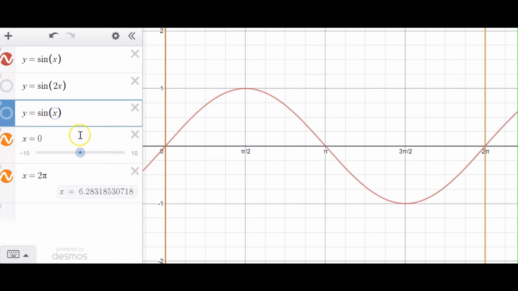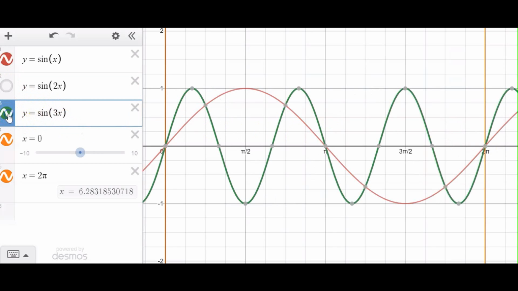Well, what if the frequency was 3? Look, it's now even more squished. Up to 1, down to -1, back up to 0. That's once. Up to 1, down to -1, back up to 0. That's twice. Up to 1, down to -1, back up to 0. That's 3 times. Now we're stopped at 2 pi. That means the frequency here is 3.